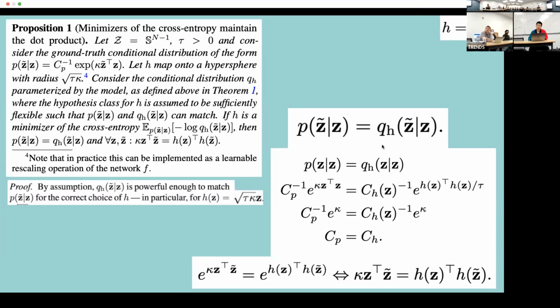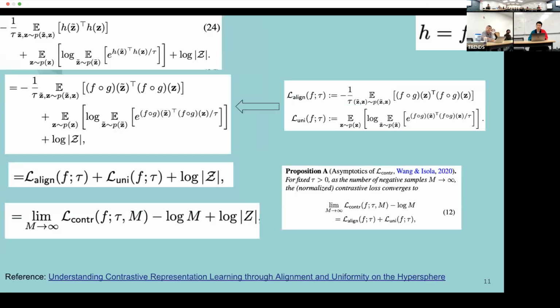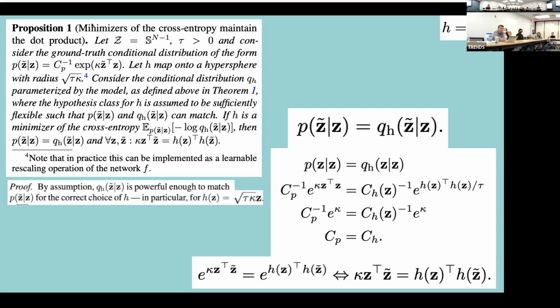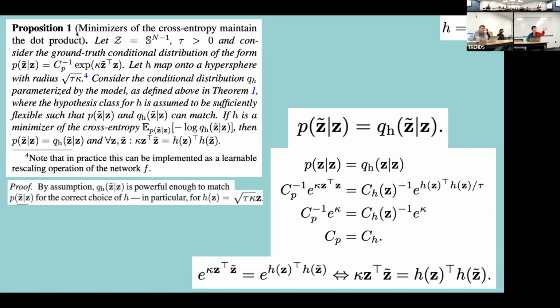I'm looking at the last line of this proposition 1 block, not the footnote. K Z transpose Z tilde equals H Z transpose times H Z tilde, right? So that is claiming that it projects onto a different sphere, so it changes the radii. And also in the bracket, they mention the minimizer of cross entropy maintains the dot product, which means they maintain the angles. They will try to prove it step by step.